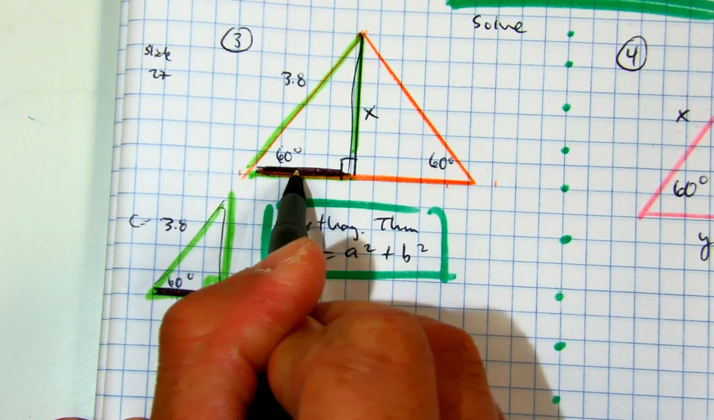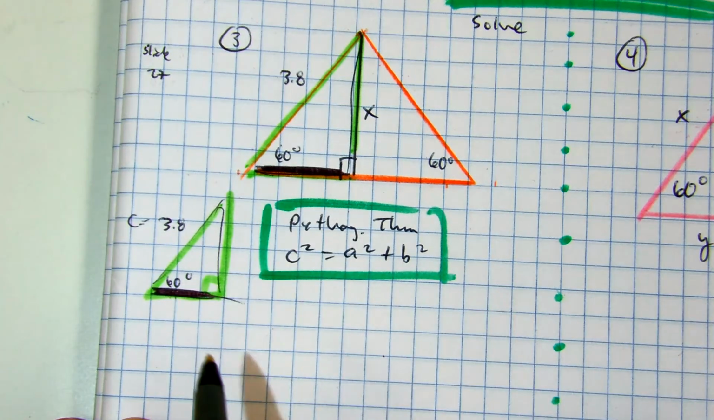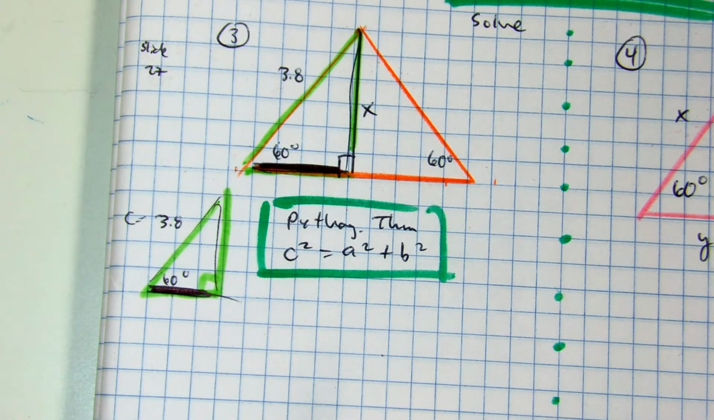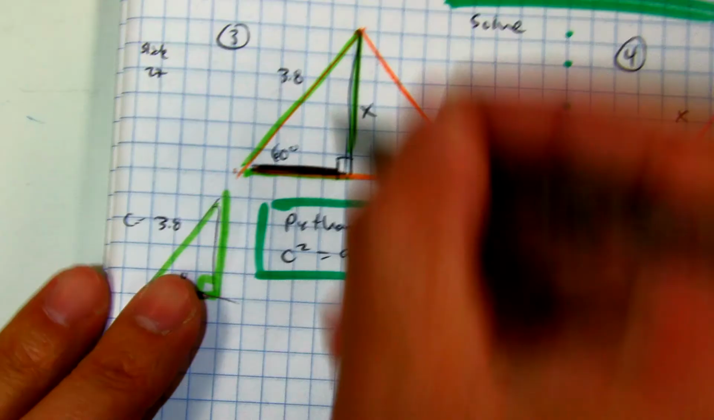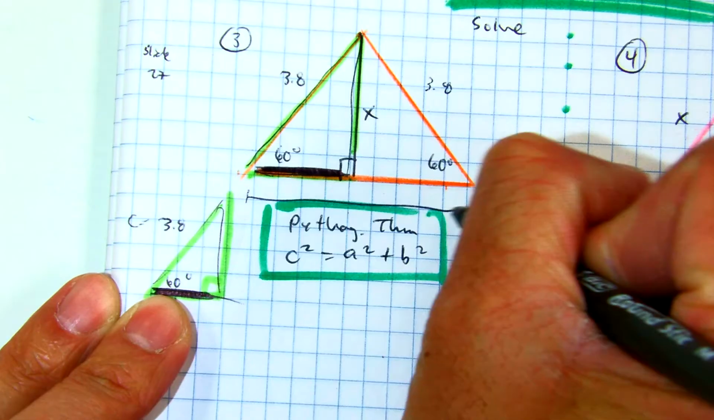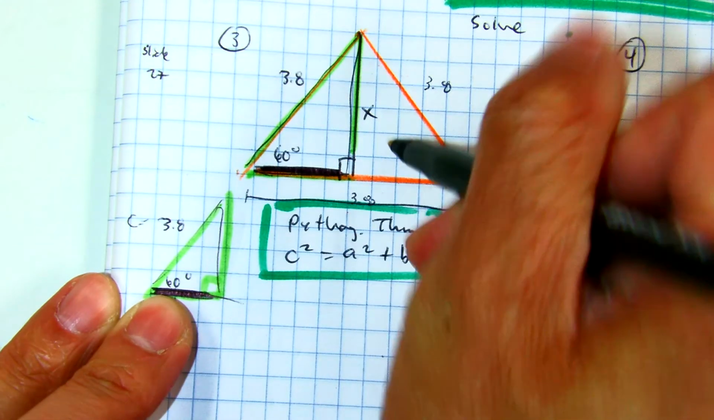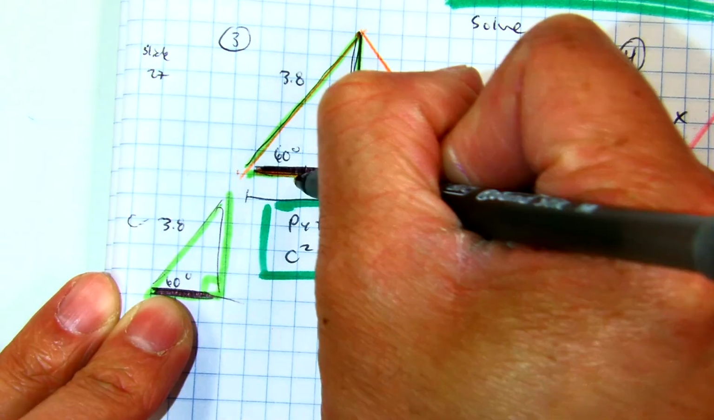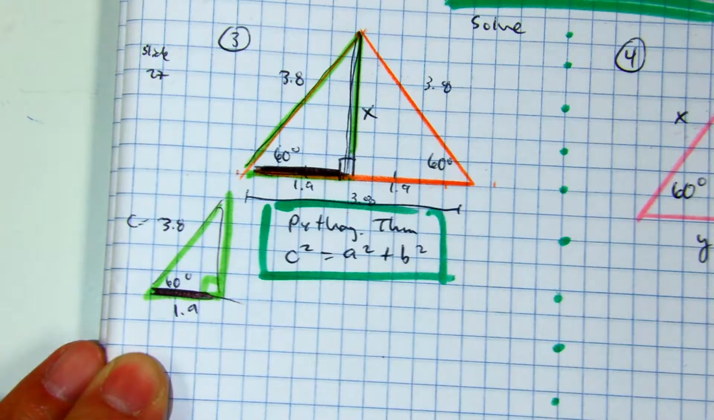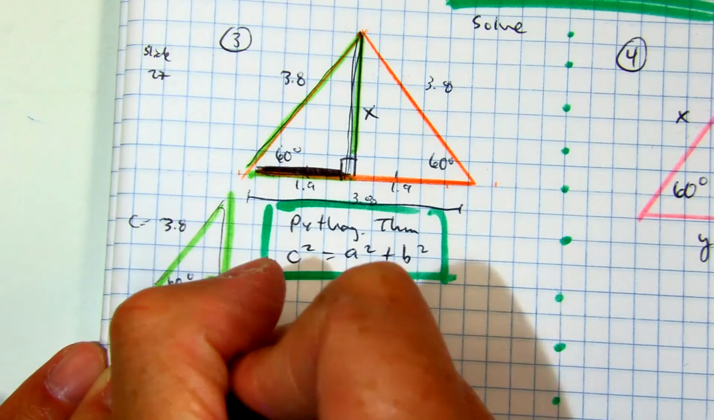Partner B, tell partner A, what do you know about this black line? Class, how much is it? Equilateral. 3.8, 3.8, 3.8. Perpendicular bisector, 1.9. Now I can use my a and b values.